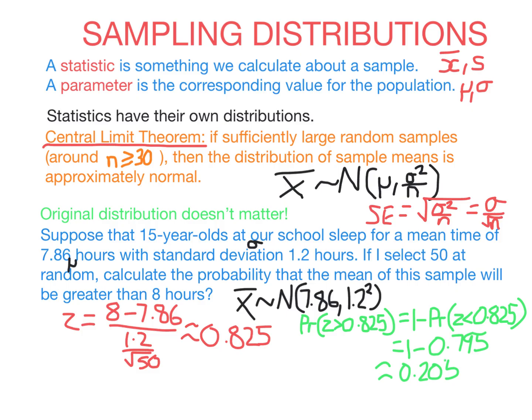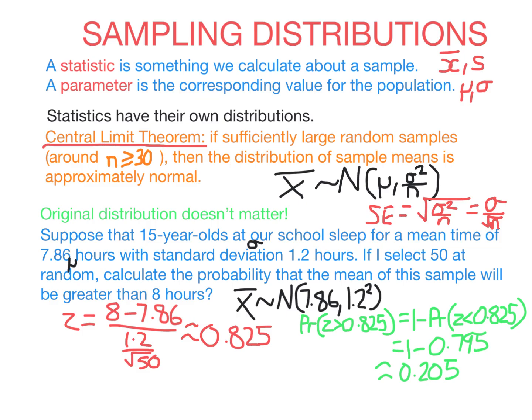So there's about a 20.5% chance that we would end up with a mean greater than 8 hours. You can see this is quite a low probability, even though this was very close to mu. Of course, if we're looking at scores that are very different from the mean, it's far more likely that that will happen with a single observation than from a mean of 50 observations.